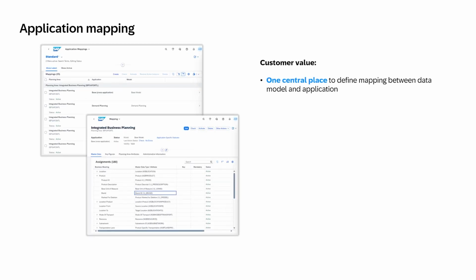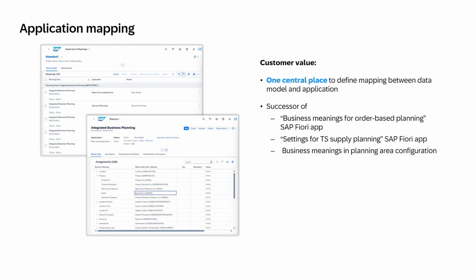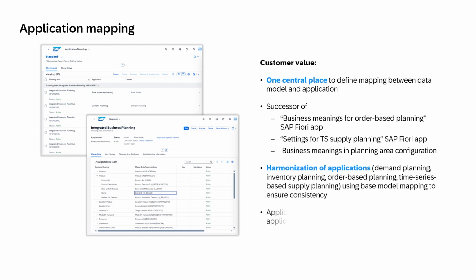What used to happen was the customers had to decide whether they go with, for example, order-based planning or with time series planning. There used to be cases where some functionalities were good in time series, but the customer wanted to use some other functionalities which were there in order series. So then we introduced something called application mapping.